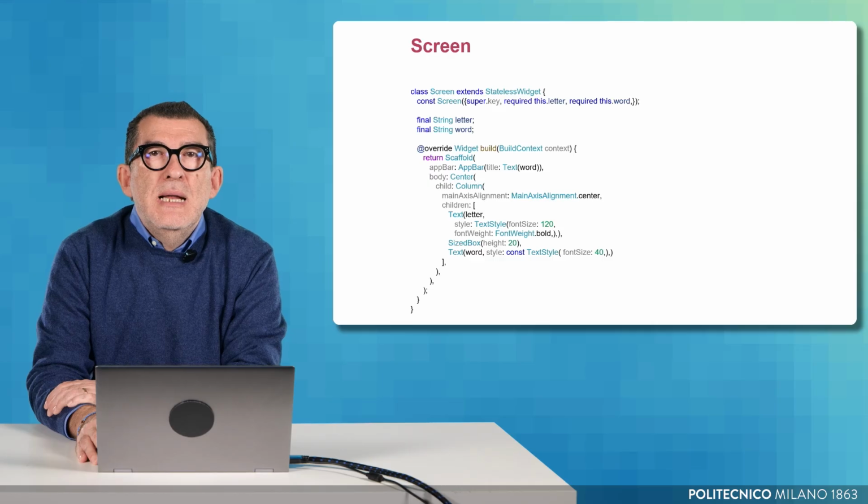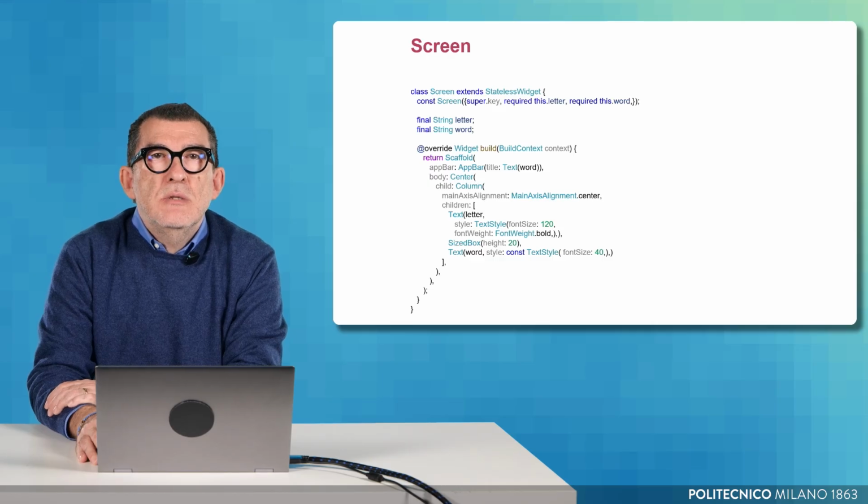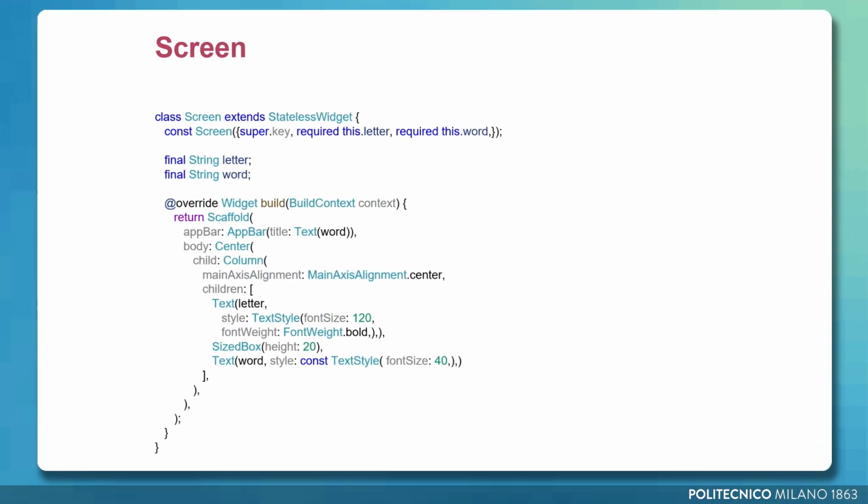To conclude, let's focus briefly on the second screen, the stateless widget that displays the details. As we have seen in the previous slide, this screen receives two parameters, letter and word. Both parameters are marked as required, and both are declared as final String, since their values do not change once the widget is created. The build method is quite simple.